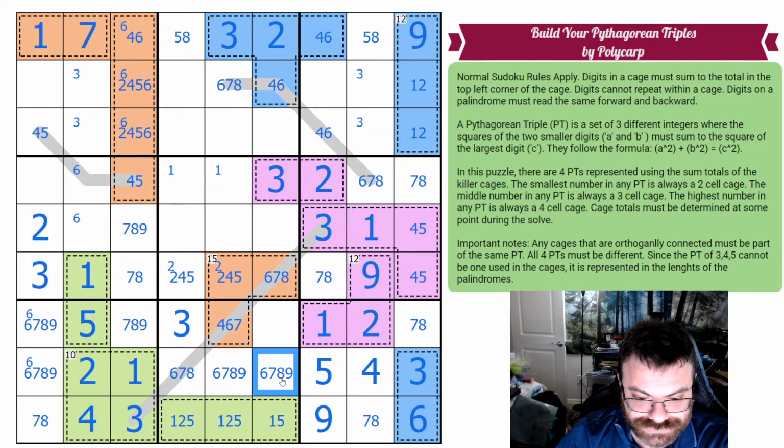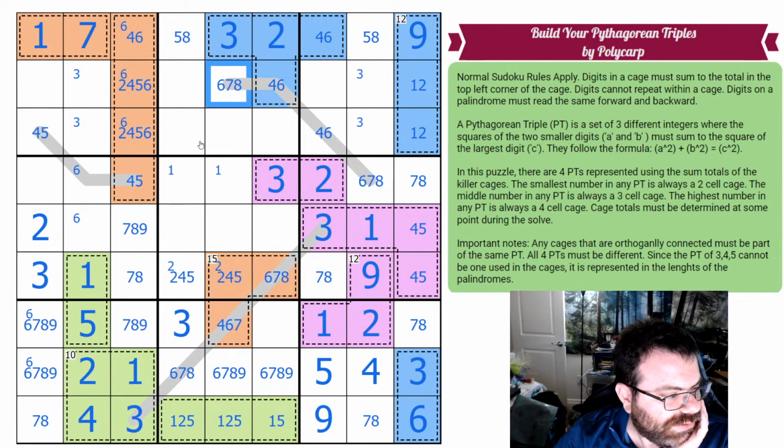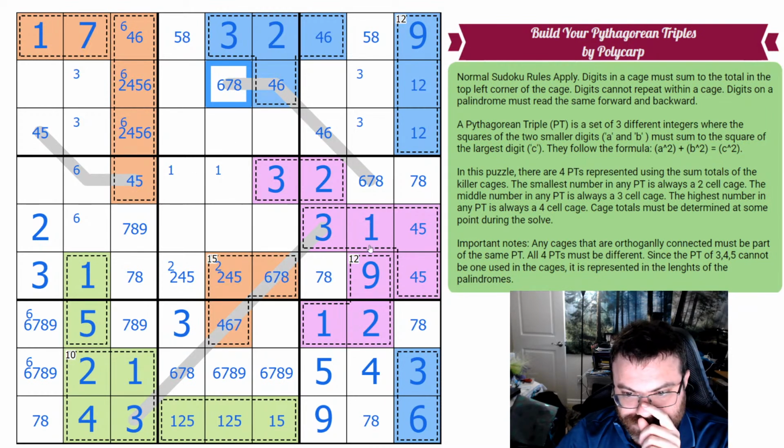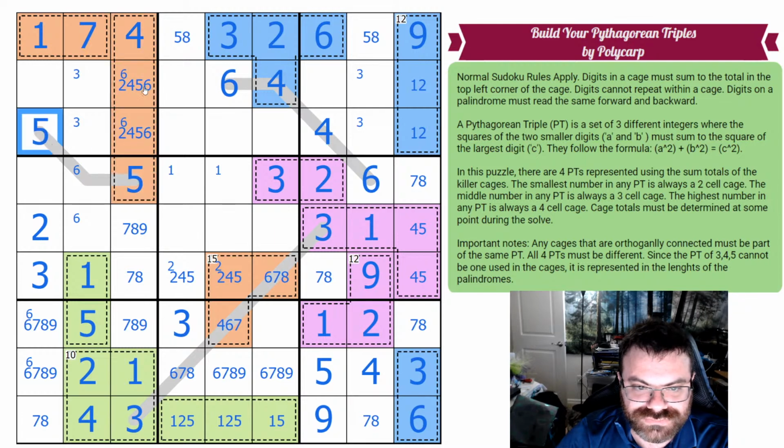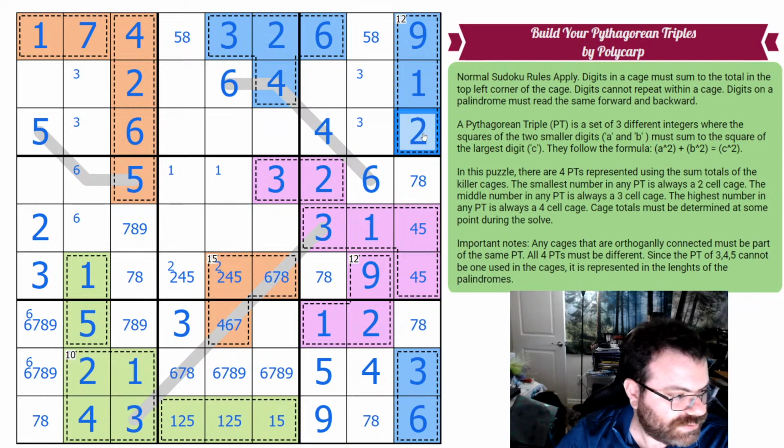This is not 2. So, I mean, it must just be Sudoku and the palindromes at this point. Oh, 6 in this box. True. Let's just make that a 6 then. That means these are 4s. That's a 6. This is 4. This is 5. Whoa. Not what I wanted. This is 2 and 6. This is 1 and 2.